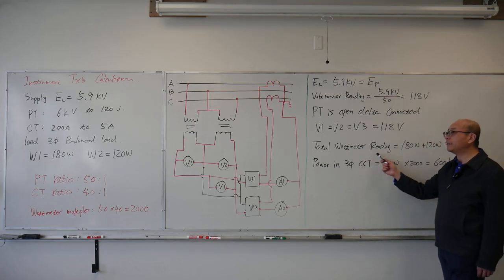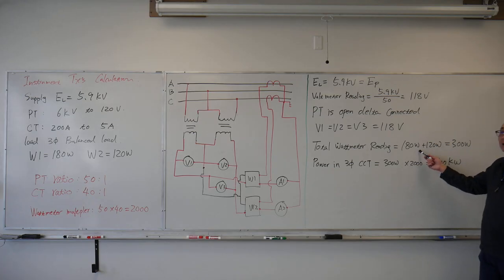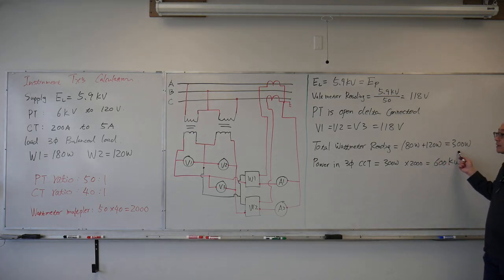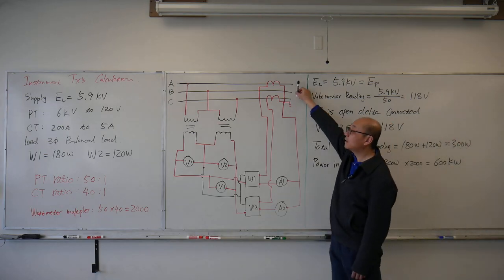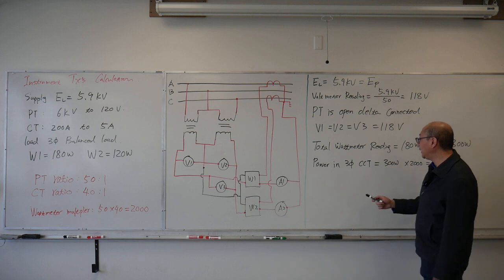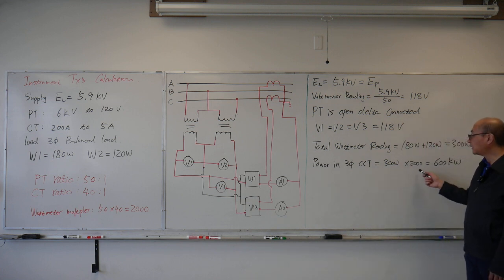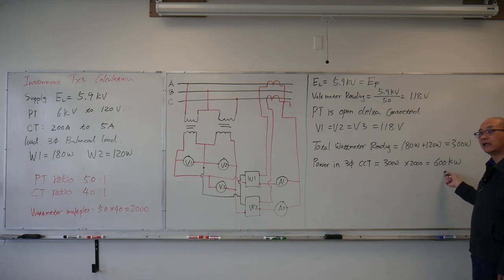Then the total wattmeter reading is the 2 wattmeter readings added up, which is 300 watts. So the power in the 3-phase circuit above is the wattmeter reading times the wattmeter multiplier, which gives me 600 kilowatts.